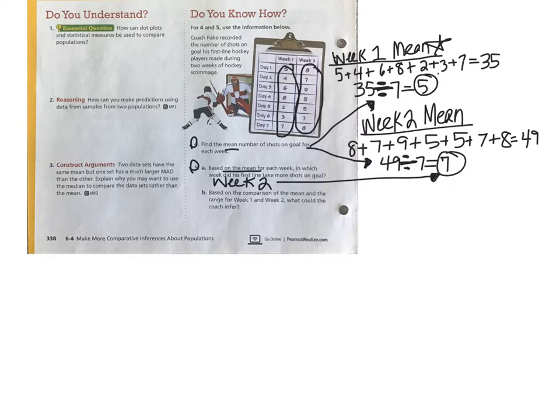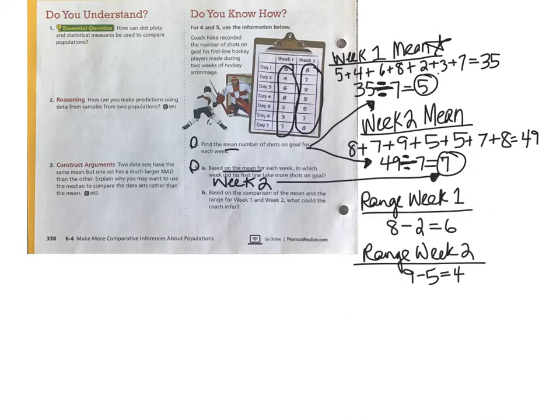Okay. Based on the comparison of the mean and the range for week 1 and week 2, what could the coach infer? Well, before we make that inference, we need to look at the range for each of those weeks. The range for week 1 can be found by subtracting the least number of shots from the greatest number of shots. In this case, 8 take away 2. So the range for week 1 is 6. In week 2, the range is 4 because the greatest number of shots was 9 and the least number of shots was 5.